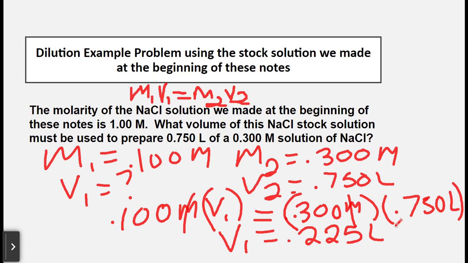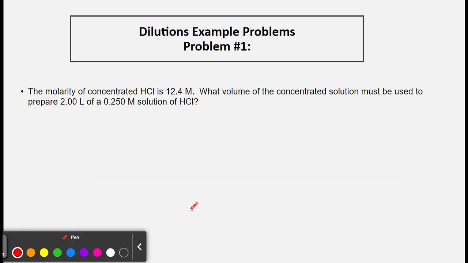All right, so now we're going to see if we can move on to our next example. All right, so here is example problem number 1. The molarity of a concentrated hydrochloric acid is 12.4 molar. What volume of concentrated solution must be used to prepare 2.00 liters of a 0.250 molar solution of hydrochloric acid?